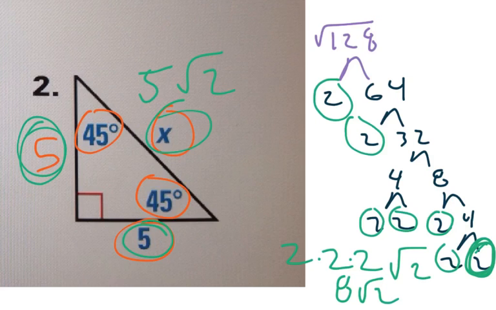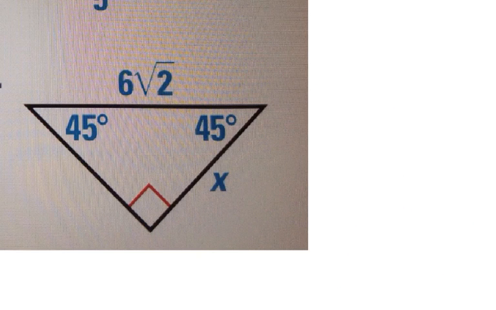Let's use that information one more time. Look at this one here. They already gave us, notice the hypotenuse is 6 square root of 2. So what's the x side here got to be?